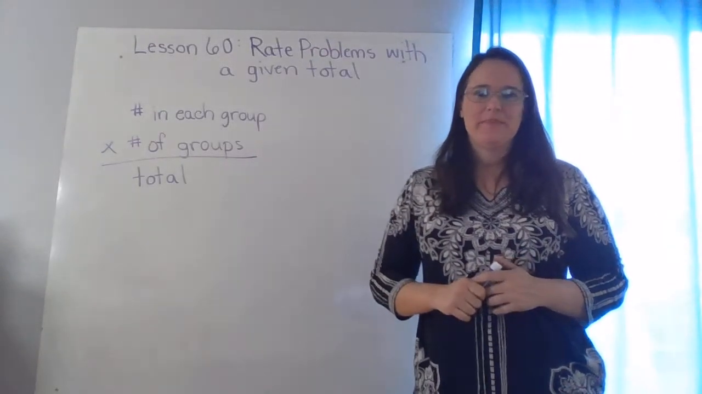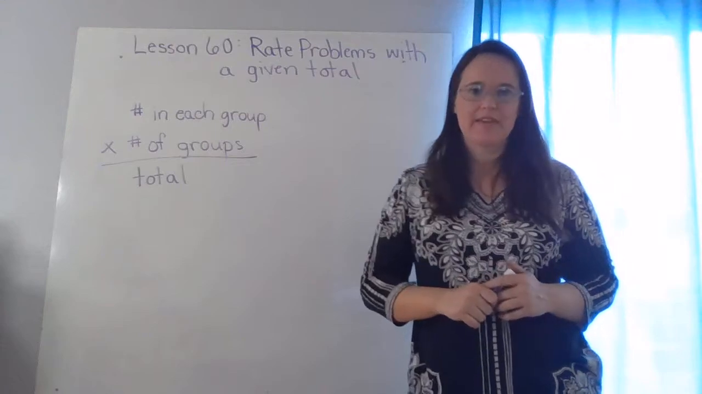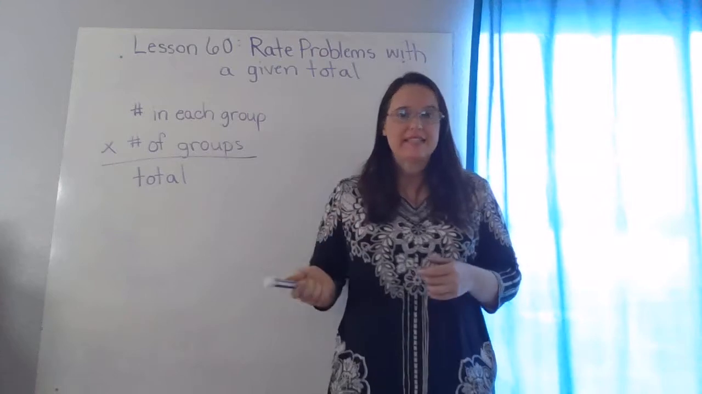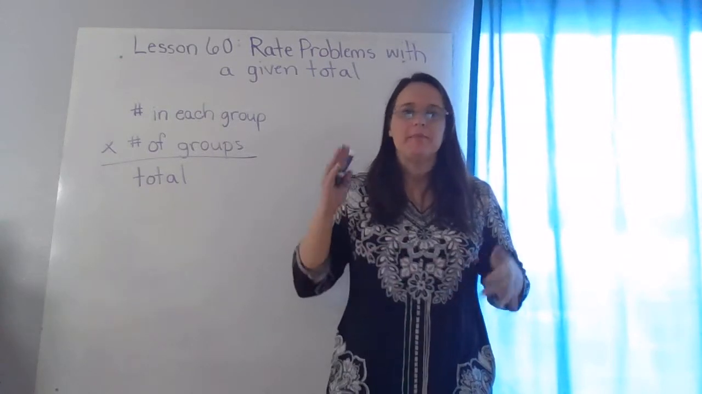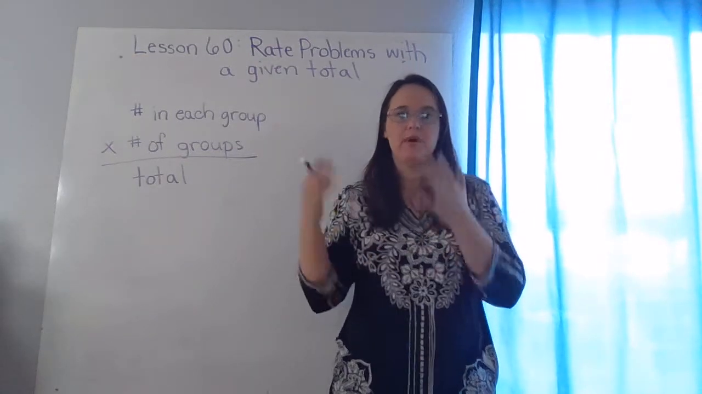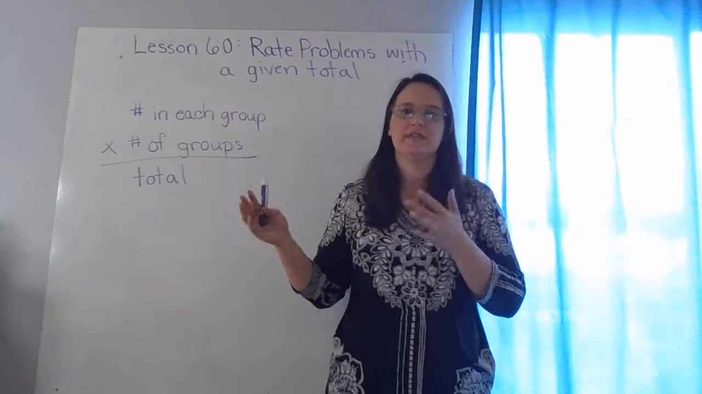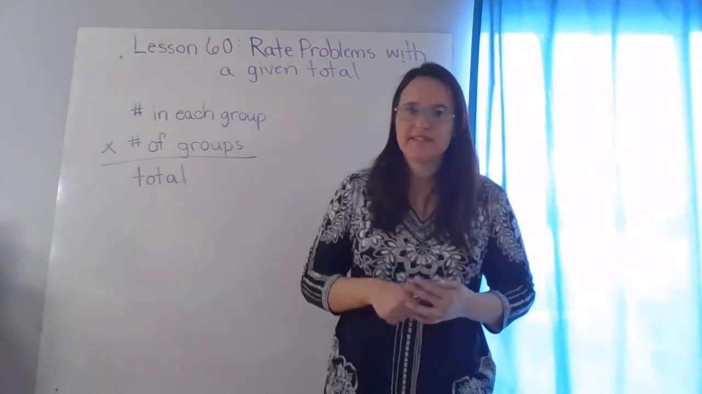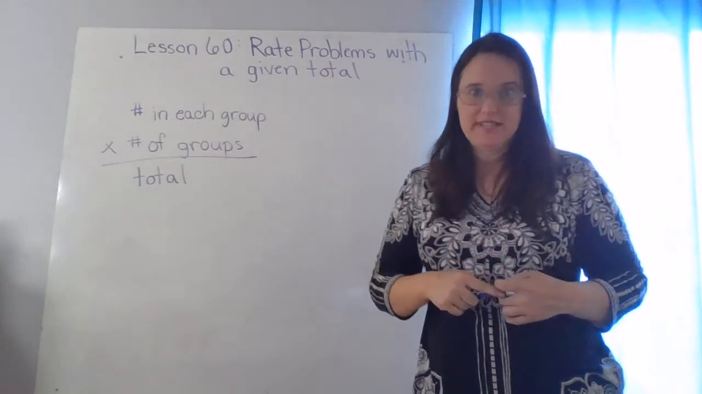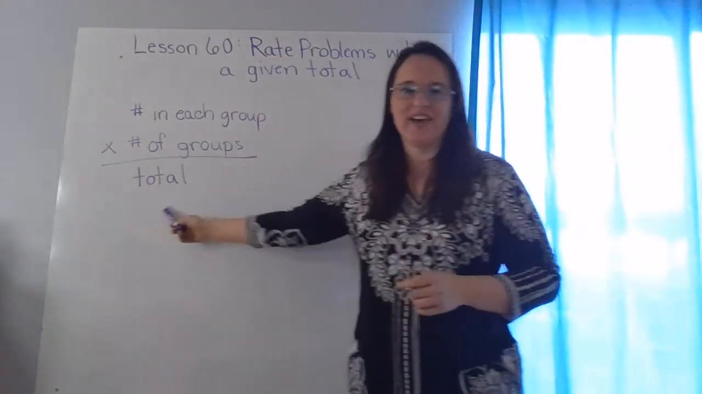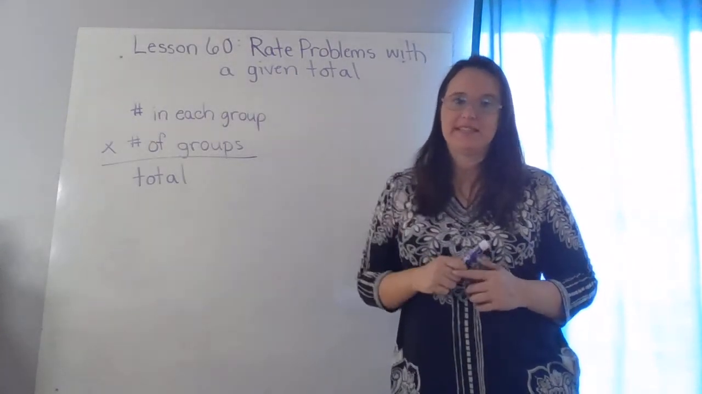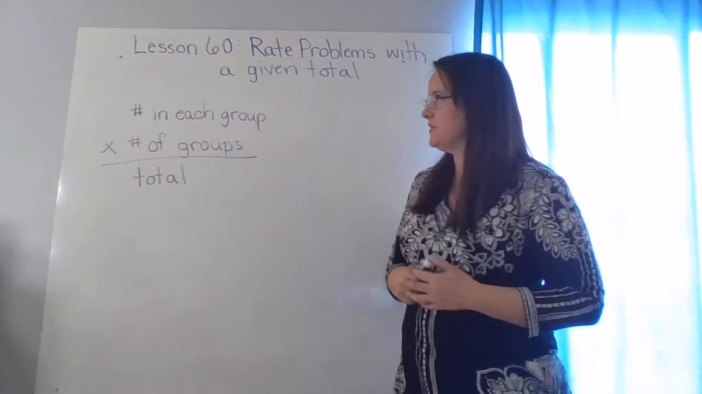Hi class, today we are on book 4, lesson 60, and we're going to talk about rate problems with a given total. If you remember last week, we talked about rates being a comparison of two different measurements. For example, miles per hour, dollars per hour. Today we'll see some more examples of rates. In our examples, however, they're going to give us the total, and we're going to have to find one of the other pieces of information. So this is different from what we were doing before.